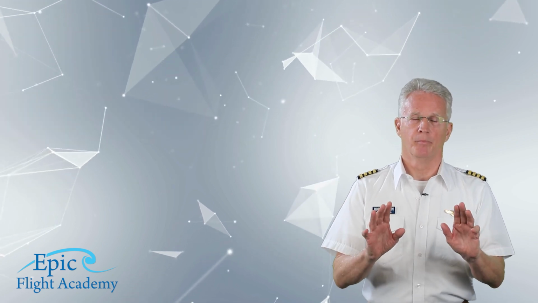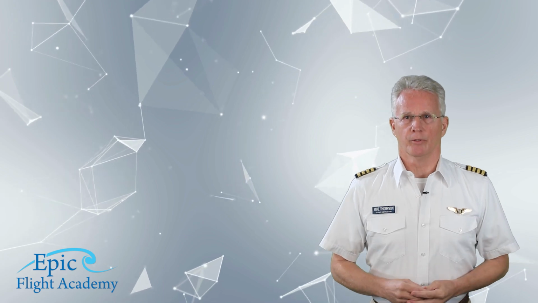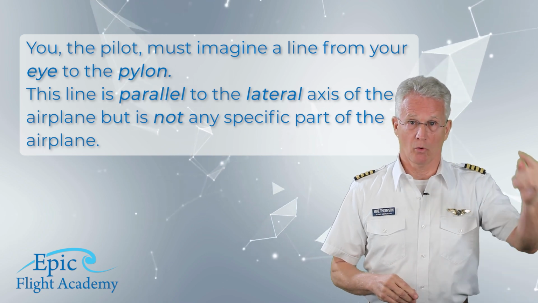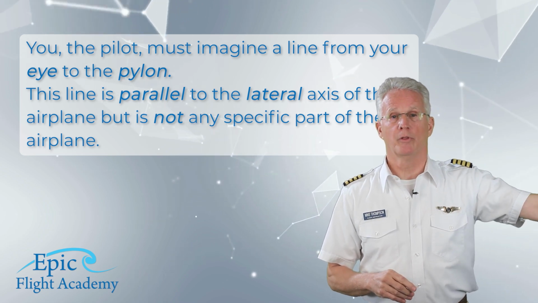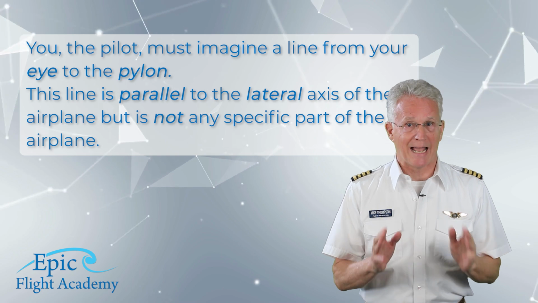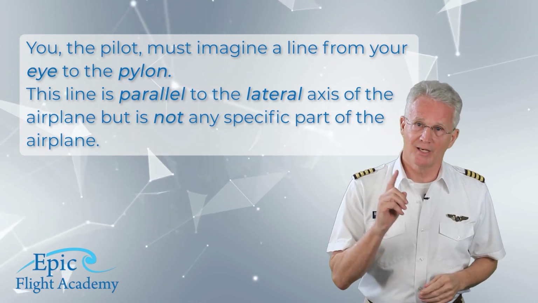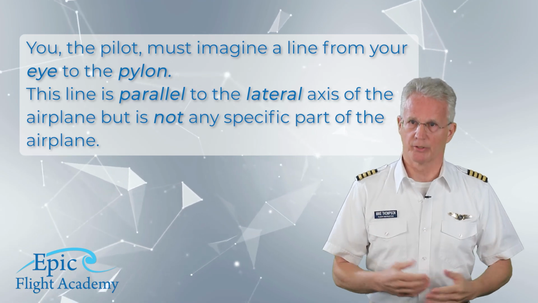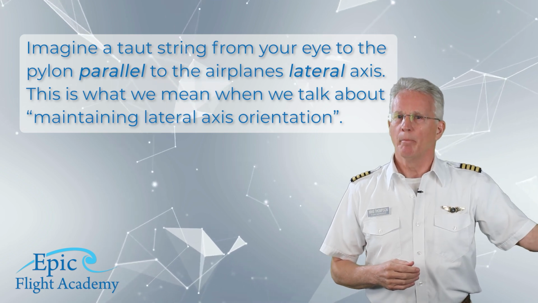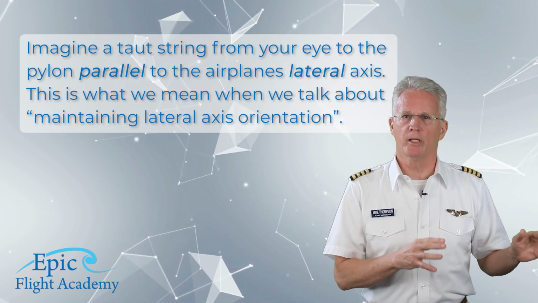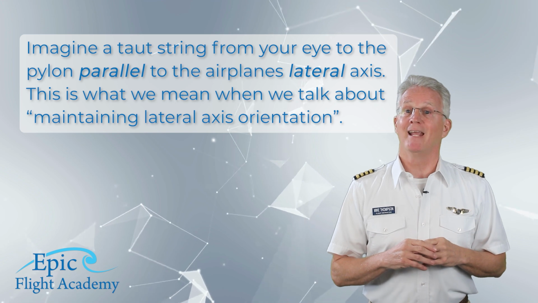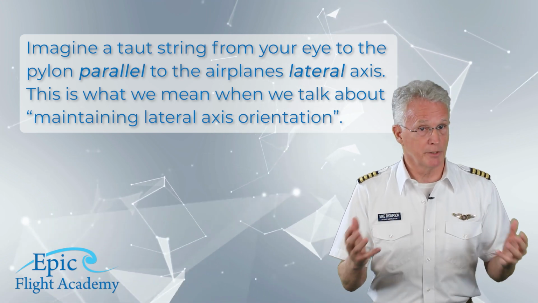Now, let me explain. To get started in this maneuver, you, the pilot, must imagine a line from your eye to the pylon. This line is parallel to the lateral axis of the airplane, but is not any specific part of the airplane. Imagine a taut string from your eye to the pylon parallel to the airplane's lateral axis. This is what we mean when we talk about maintaining lateral axis orientation.